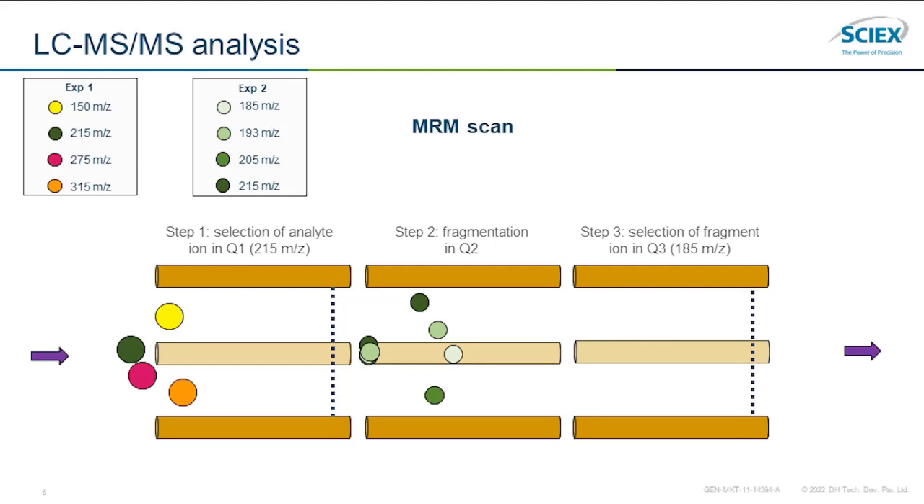So instead of worrying about if we have a compound with a similar parent mass of 215, or maybe it does have a mass of 215, here we're looking at a daughter ion. So it's very unlikely that it would have a mass of 215 and also a fragment of 185. So we're using that selectivity to be very specific.